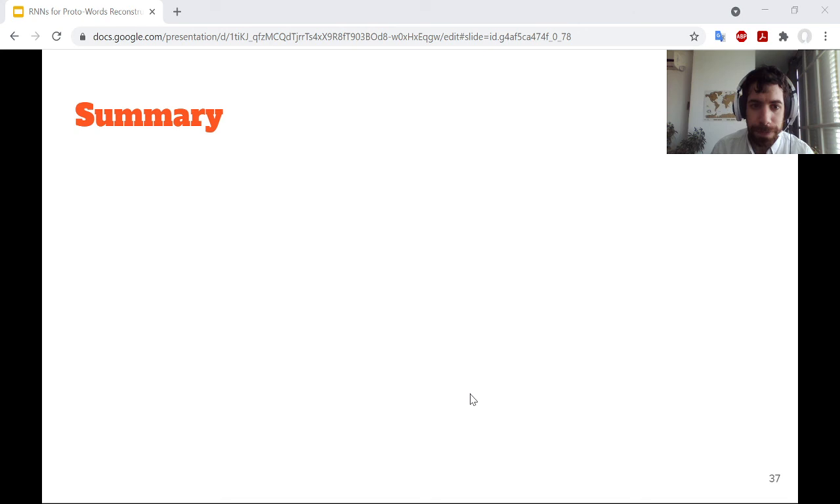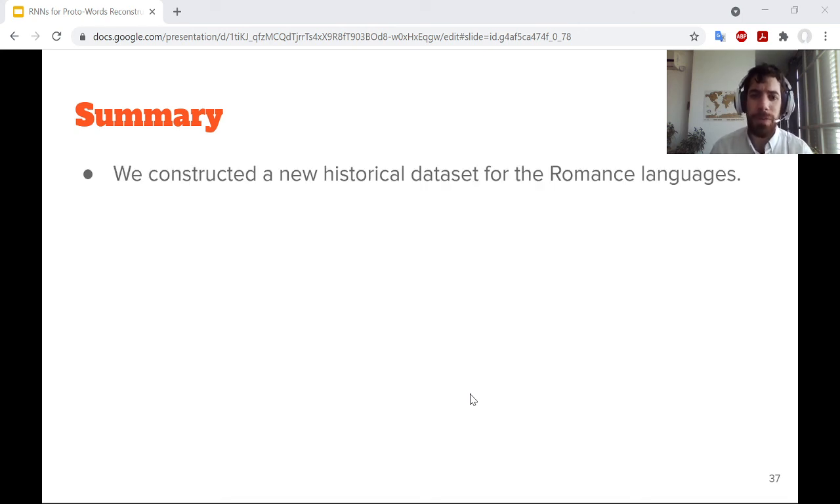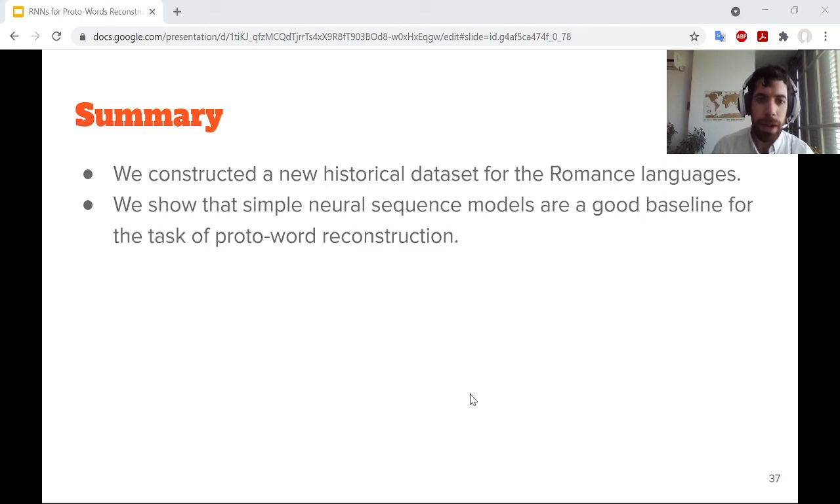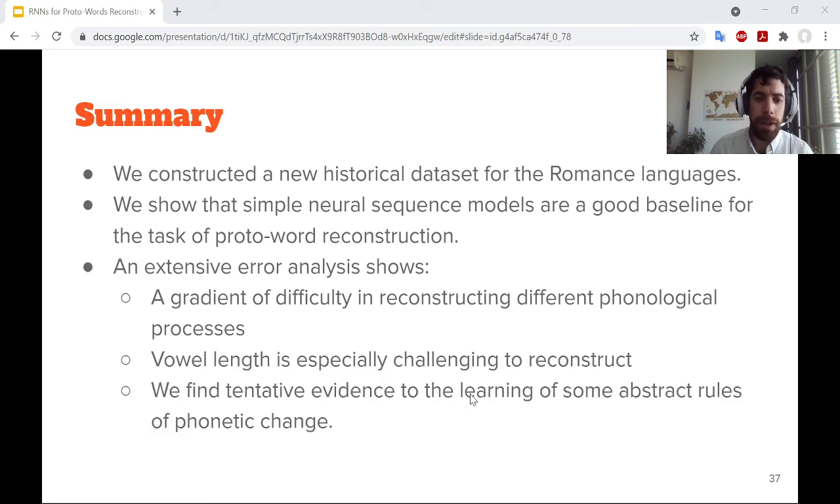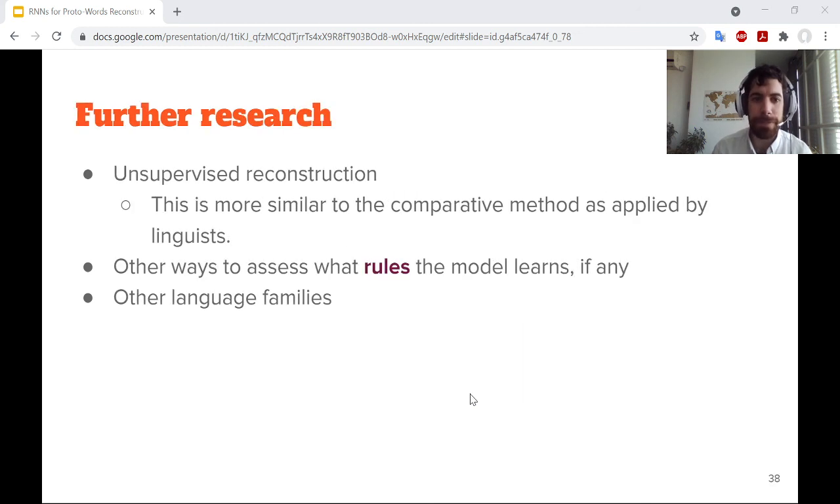So, in conclusion, for performing the main task of proto-word reconstruction, we created a new historical dataset for Romance languages. We showed that our model was able to carry out this task and that neural sequence models are a good baseline for it. And finally, the extensive error analysis revealed that some phonological processes are more difficult to reconstruct than others, chiefly vowel length. Nonetheless, it seems that the model was able to learn abstract rules of sound change, and that the task encouraged the model to learn phonologically meaningful representations for the phonemes.